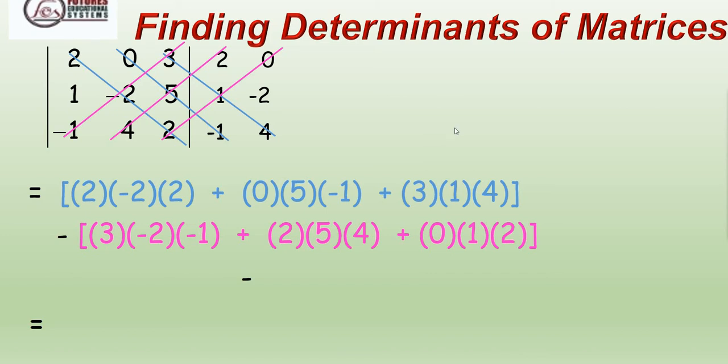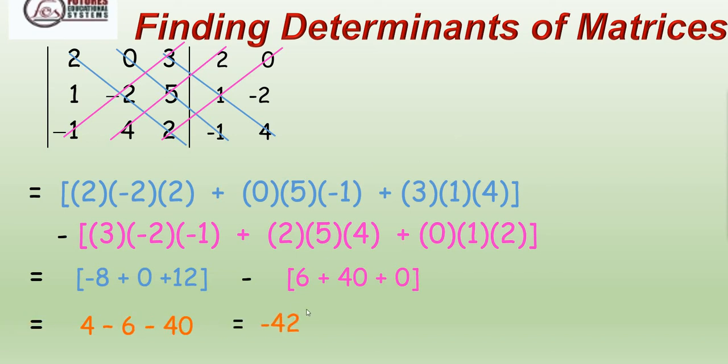It's an easy way to get the determinant. By subtracting the first result minus the second result, we get the result equal to negative 42.